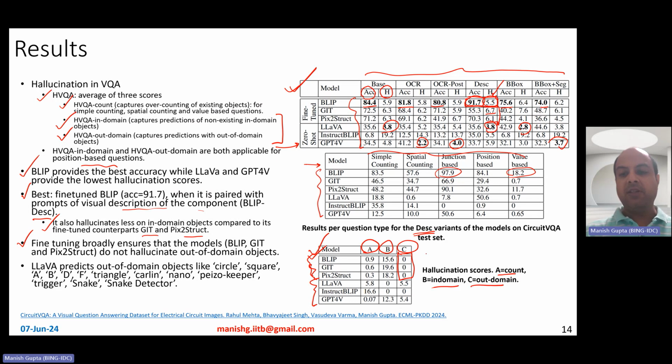So you observe that fine-tuned models do not show any hallucination for out-of-domain objects, but zero-shot models like the LLaVA instruction-tuned models showed out-of-domain objects in the output, like circle, square, ABDF, triangle, snake detector, snake. All of those are shapes that look like our electrical components, and therefore LLaVA ends up predicting them.